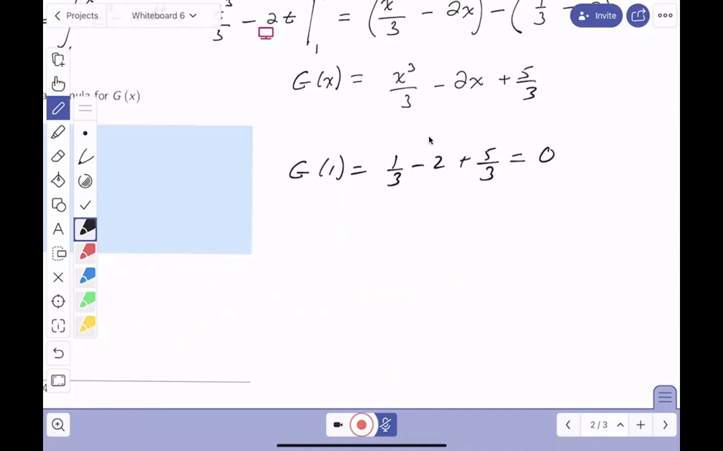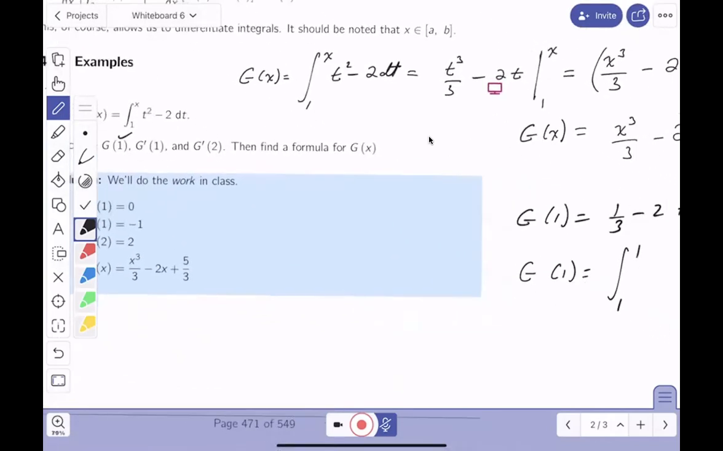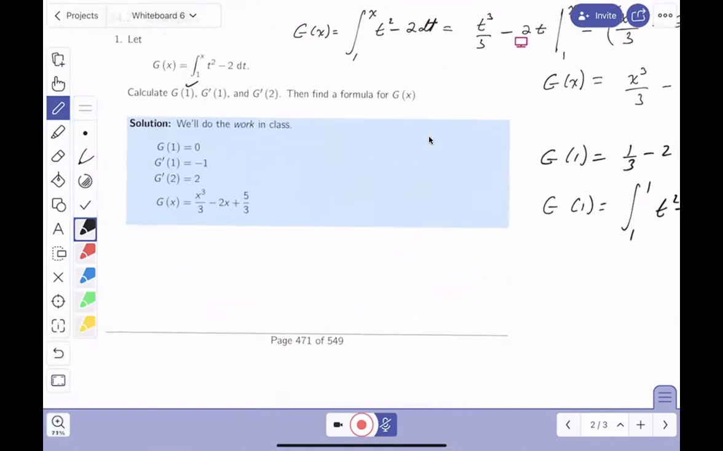I could also do the integration. So g of 1, what's that going to be? 1 to 1. Again, if you don't remember, the integration is over here. t squared minus 2. What I know about this one, it starts at 1, stops at 1. The function is defined there. The base length is 0. The area is 0. We're getting the same answer. Let's keep going. They want to do g prime of 1.